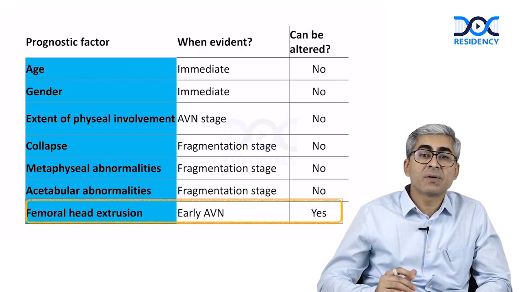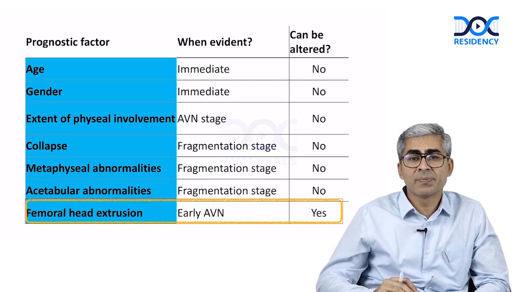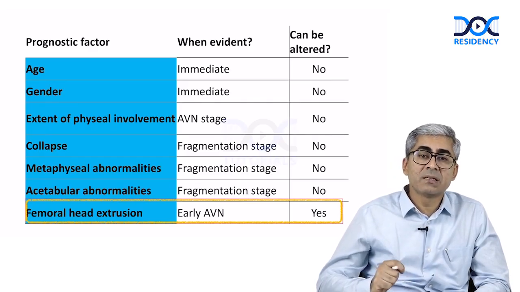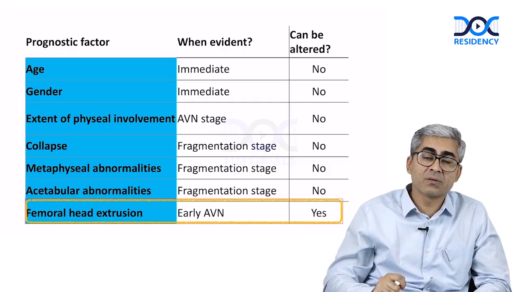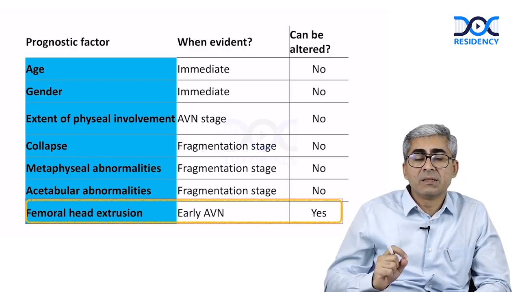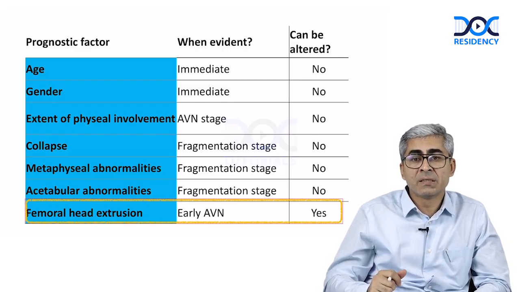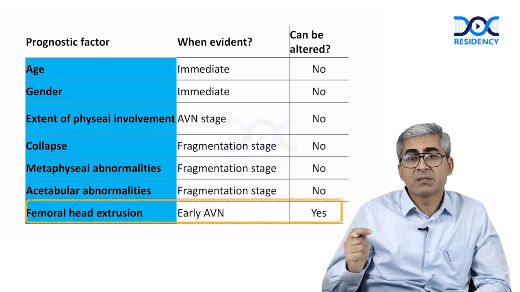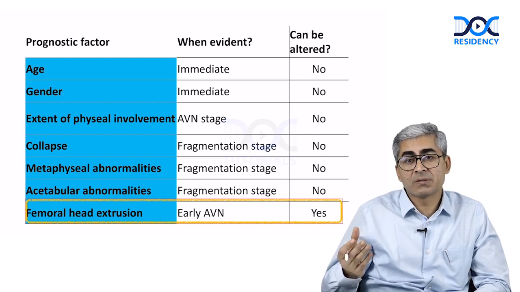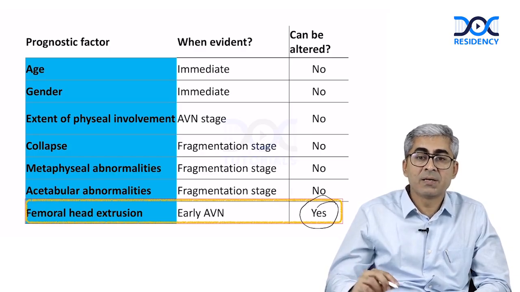And then metaphyseal abnormalities, which we see as a cyst and all, are head-at-risk signs. That means severe involvement. And when you see even acetabular changes, it means severe involvement. Another important clinical and radiological finding would be femoral head extrusion, which we see in X-rays. This is an important sign. Once the head extrudes, it's going to deform, as we saw in the previous slides. Other things we can't control, but extrusion, yes, we can control. That's why I told you it's the most important factor. And that's the reason once the head starts extruding, we recommend containment.